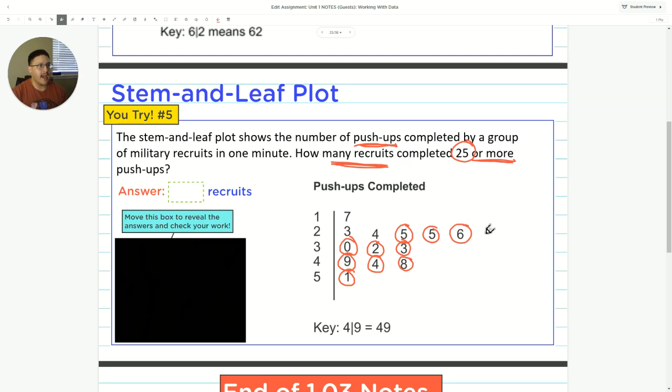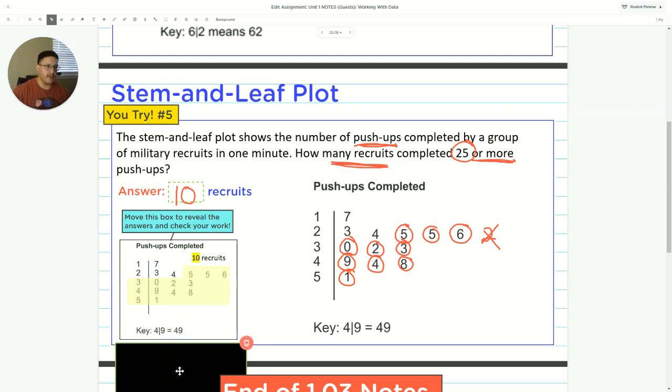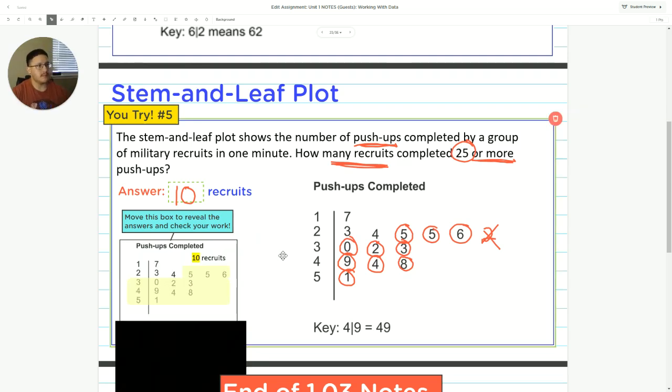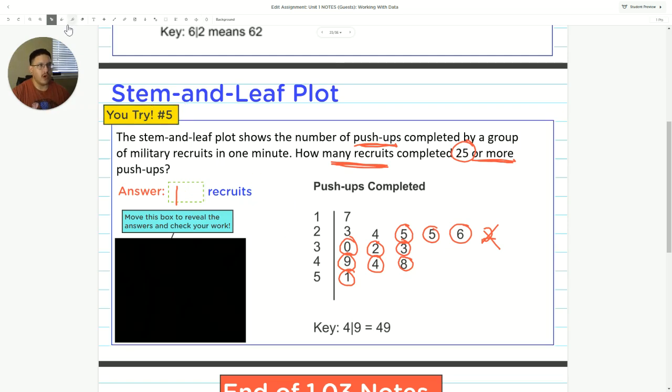But let's say we had a 2 at the end of this. Well, then be very careful about circling that 2. That 2 would not belong, and instead, we would have to disregard it when we are counting. So just be very careful about that. So, anyways, count 1, 2, 3, 4, 5, 6, 7, 8, 9, 10. There were 10 recruits that were able to complete 25 or more push-ups. Again, let's check. Make sure everything is good. Yep, 10 recruits, as you can see right there. And that's it for You Try number 5.